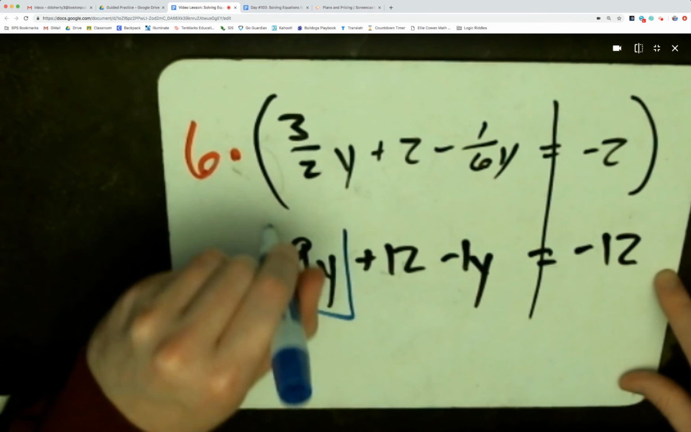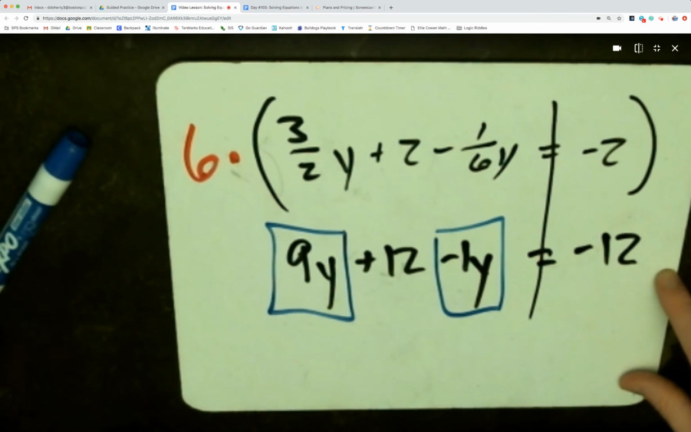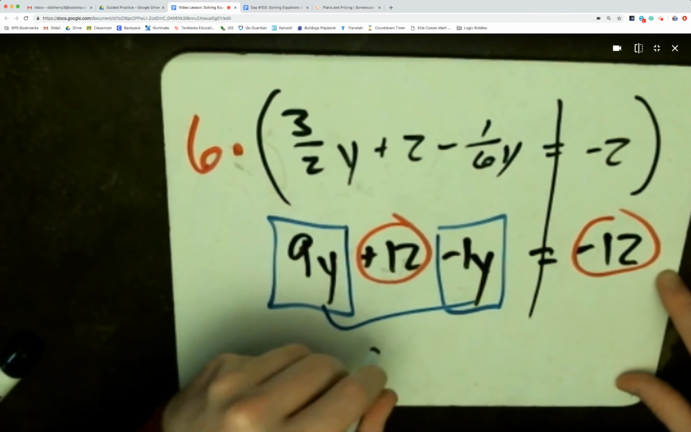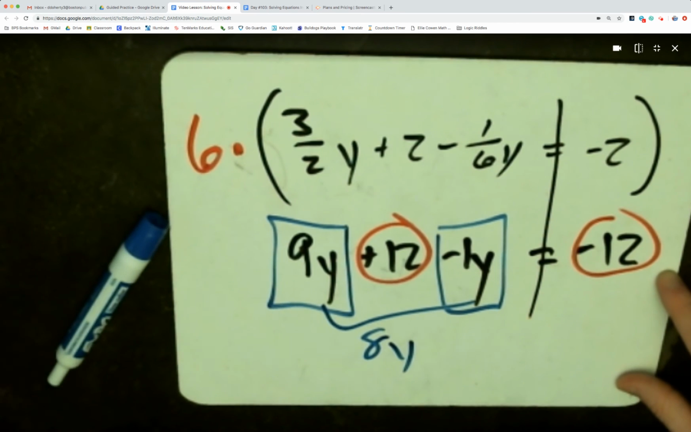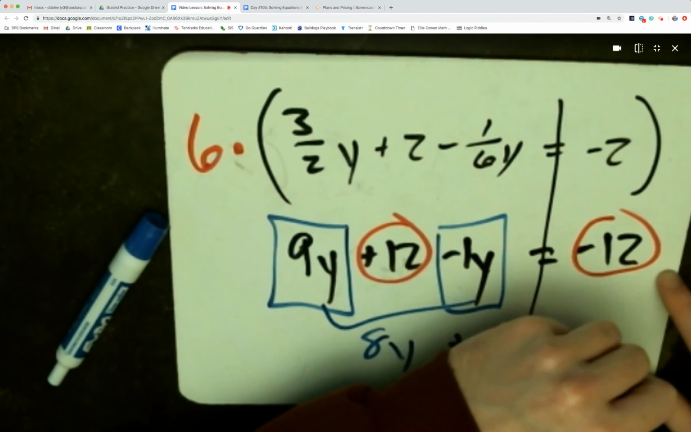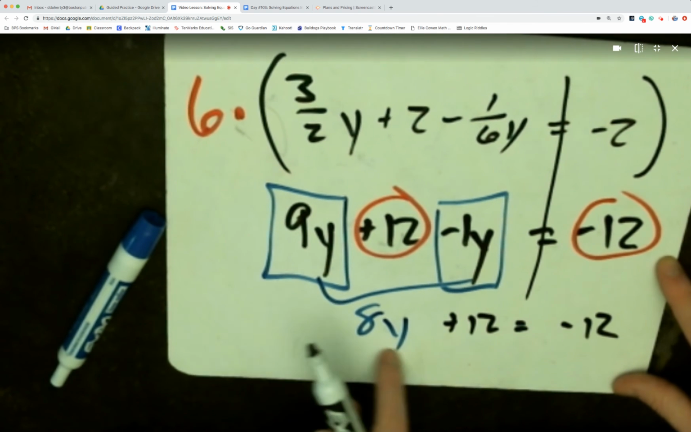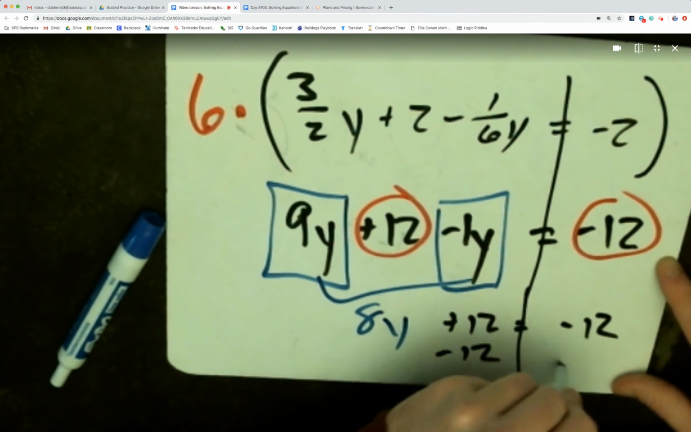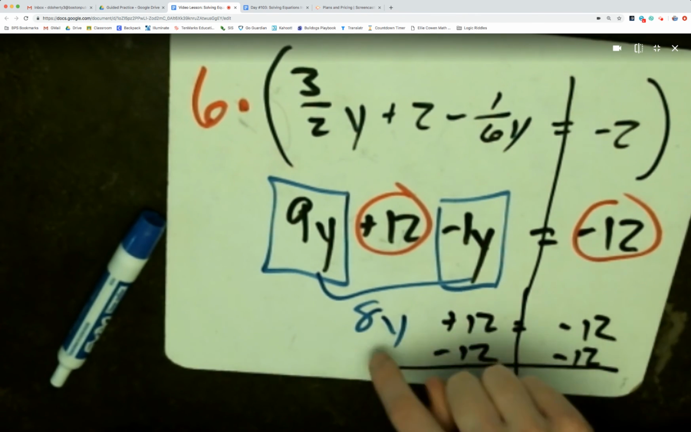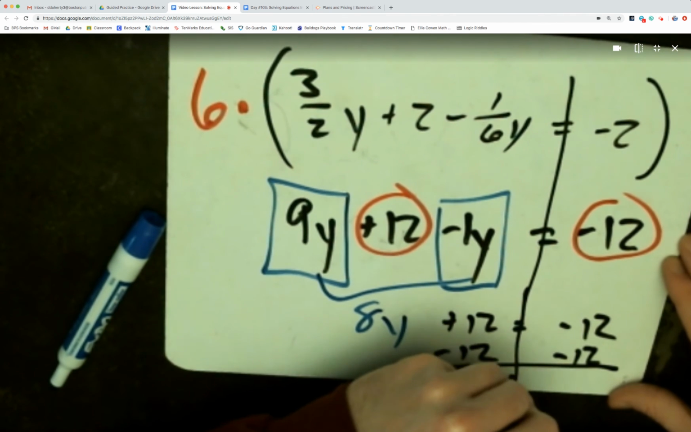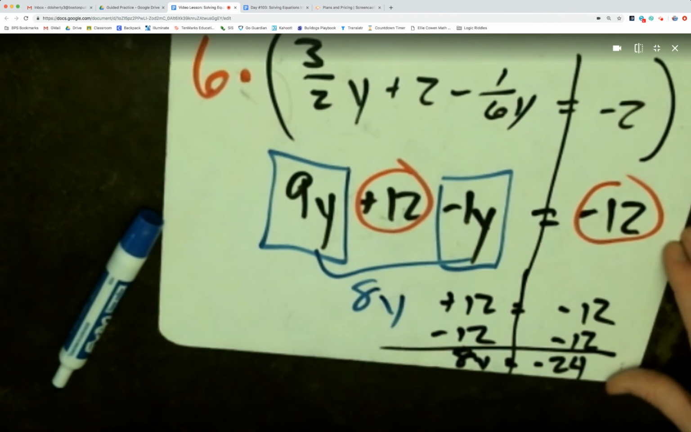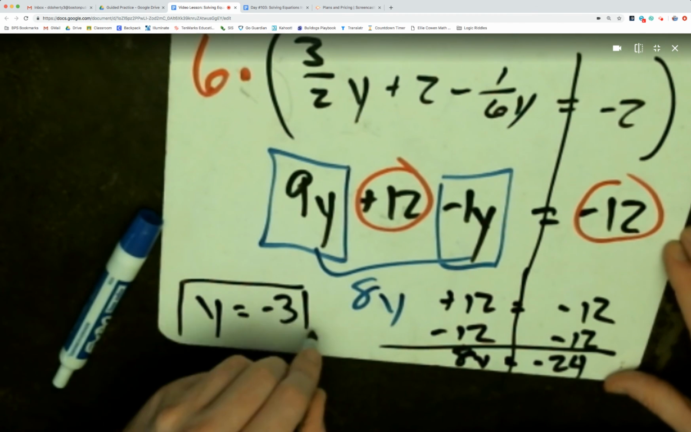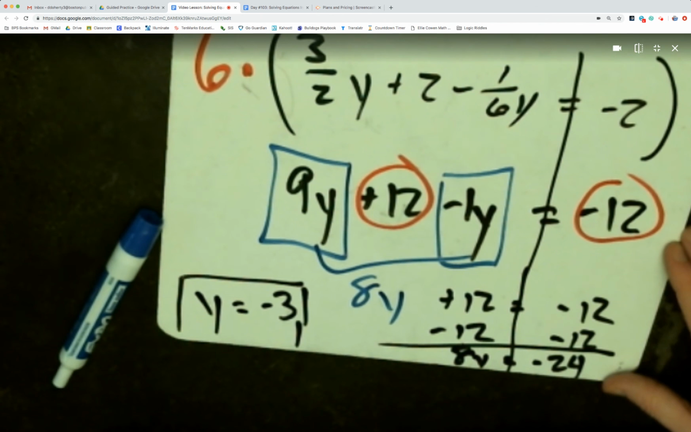At this point, your fractions are gone. You should see you have two variable terms gathered on the left expression. The constant terms not yet gathered. 9y minus 1y gives you 8y plus 12, which is equal to -12. Now you're going to see your variable terms are on the left. So this constant here, this +12, we use an inverse operation to send it to the opposite side. 8y equals -24. And if 8 times some number equals -24, inspection tells me y must be -3. Or I could have divided both sides of the equation by 8.